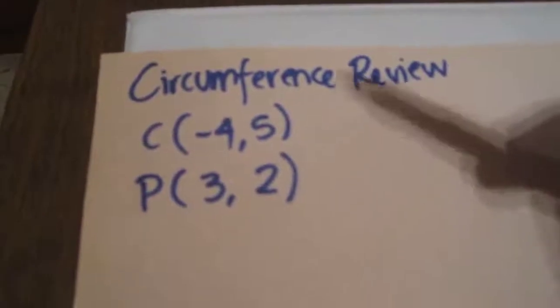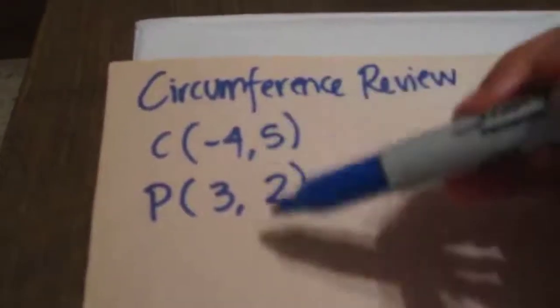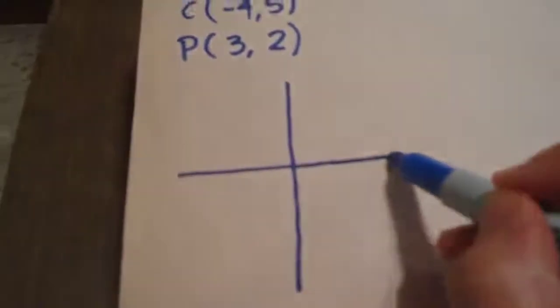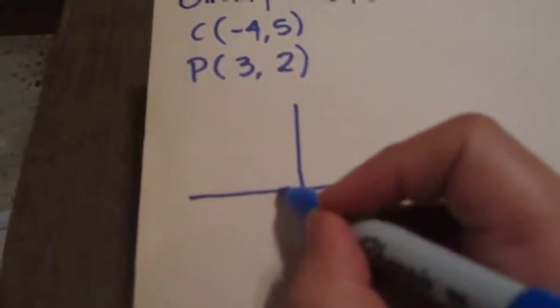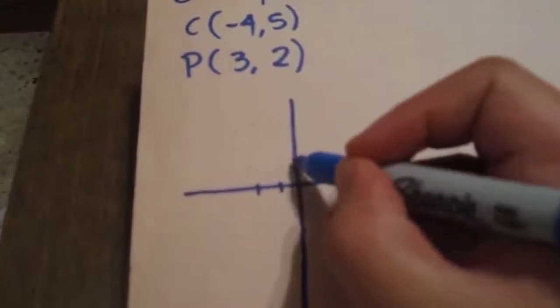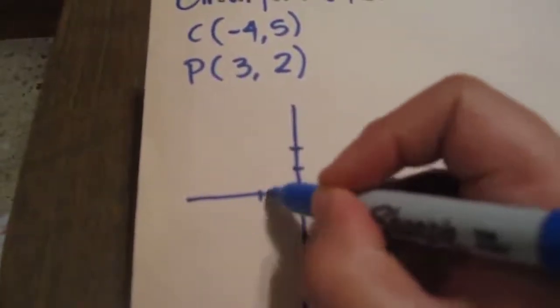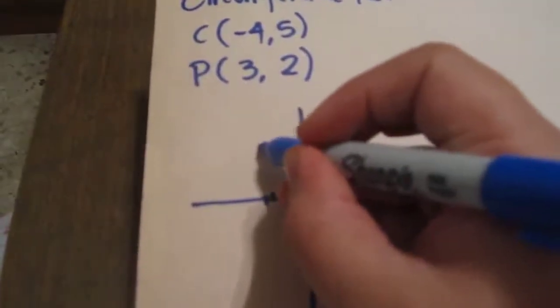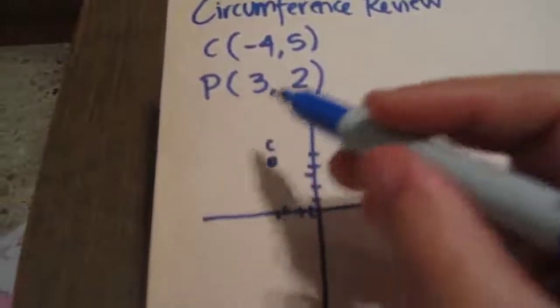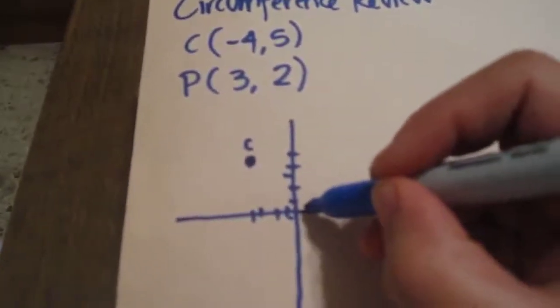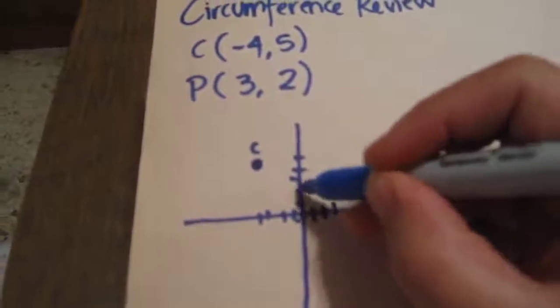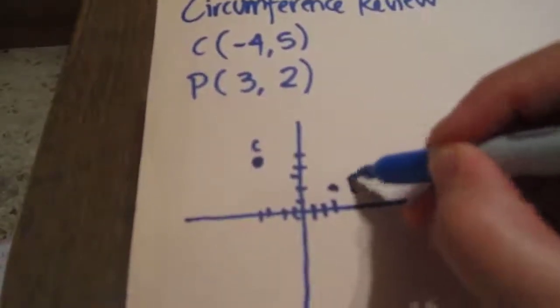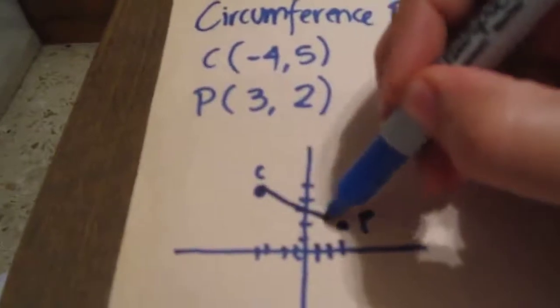Since you don't have the radius, you need to find the length between these two points. How? Easy. You just draw the Cartesian plane so you can see it. (-4, 5) is going to be something here. If I do a scale, this is -4, and 4 and 5, so it's going to be here. This is my center. And they told me the circumference passes through a point that is (3, 2). (3, 2) is going to be here. This is my point.